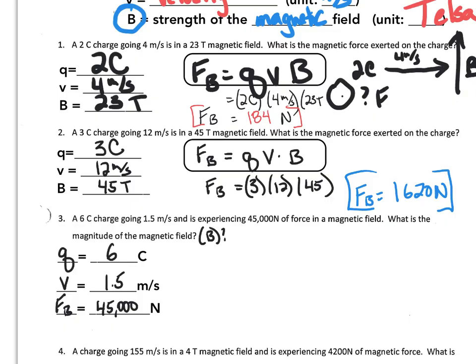Notice I've taken away the box, but that doesn't mean you change your practice. You put in QVB. In a minute, I'm going to stop and let you try this out, and I'll only provide the answer. So we're going to stop right there. You're going to plug in the force, 45,000, underneath the Q, the 6, and the V of 1.5, and you're going to find that you need to simplify the right side.